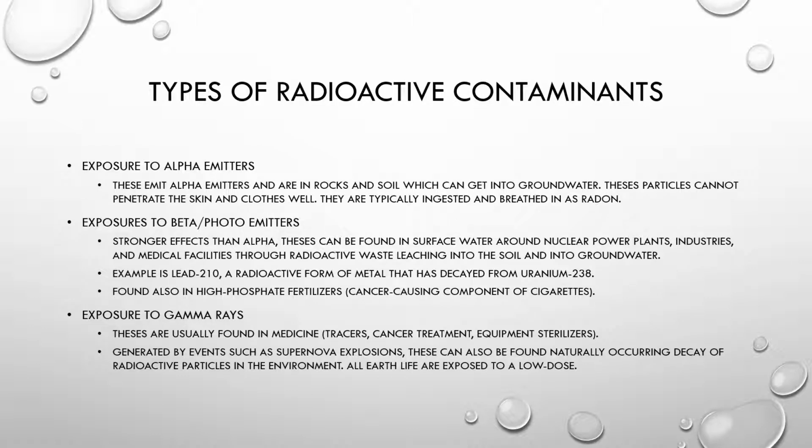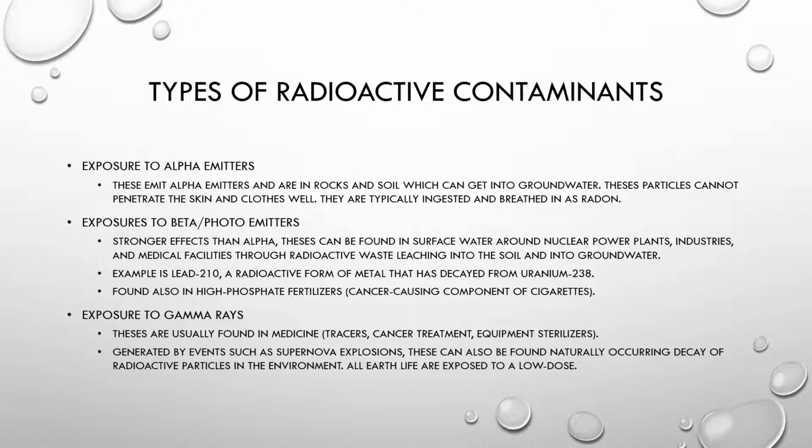Next, there are three different types of exposures to radioactive contaminants. The first are alpha emitters. These are in rocks and soil, which can get into the groundwater this way. However, these particles cannot penetrate the skin and clothes very well. They're typically ingested or breathed in as radon.